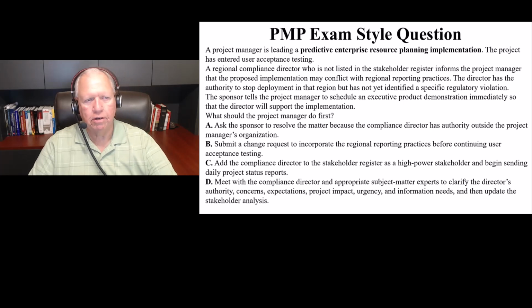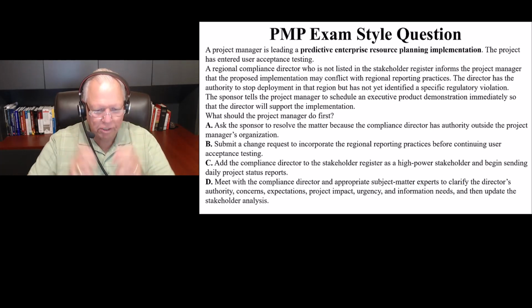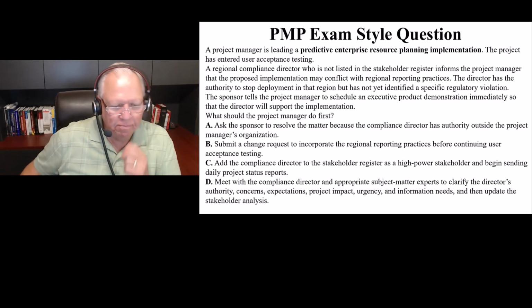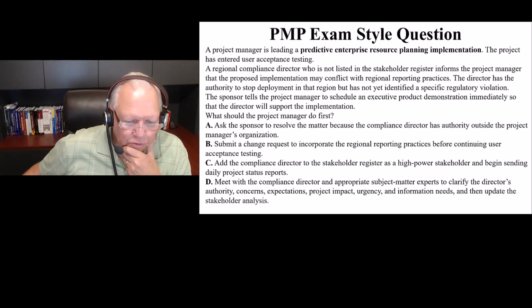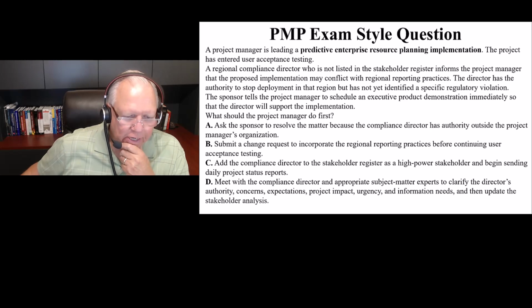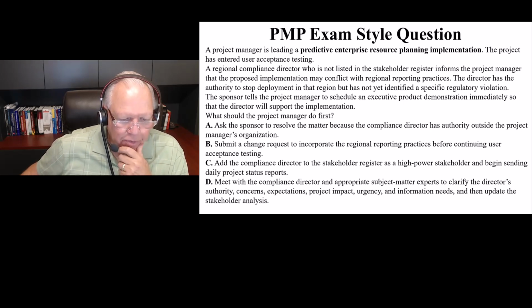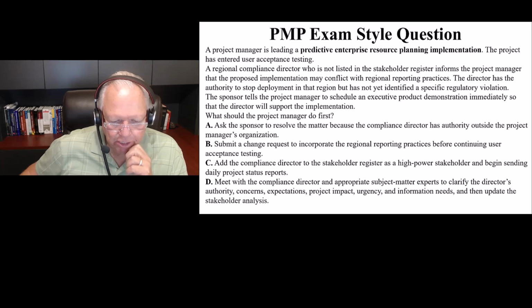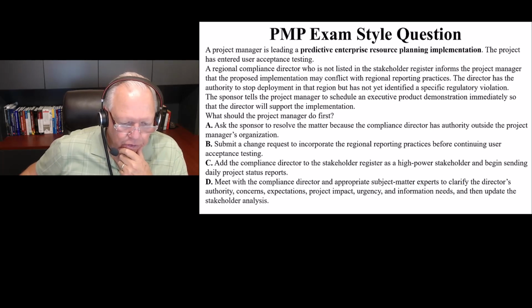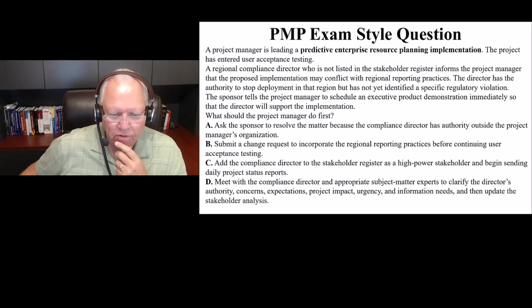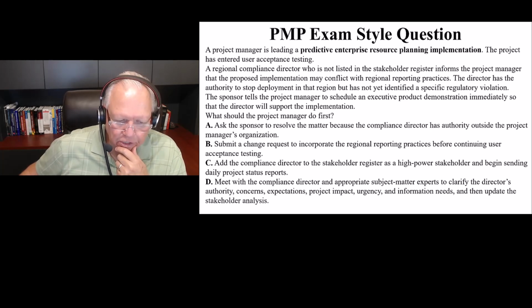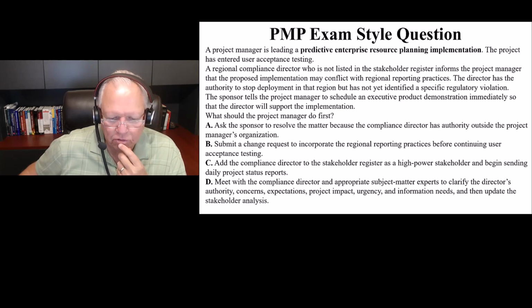Let's take a look at an example PMP exam question that might help you in this area. A project manager is leading a predictive enterprise resource planning implementation. The project has entered user acceptance testing. A regional compliance director who is not listed in the stakeholder register informs the project manager that the proposed implementation may conflict with regional reporting practices. The director has the authority to stop deployment in that region, but has not yet identified a specific regulatory violation. The sponsor tells the project manager to schedule an executive product demonstration immediately so that the director will support the implementation.